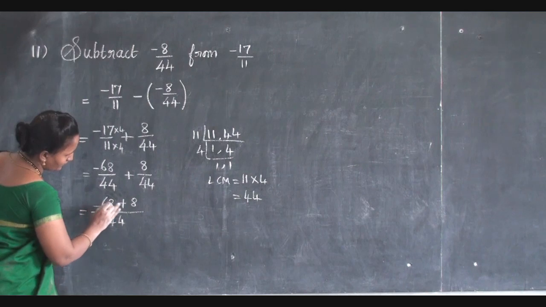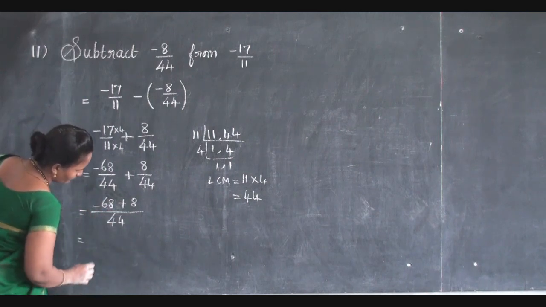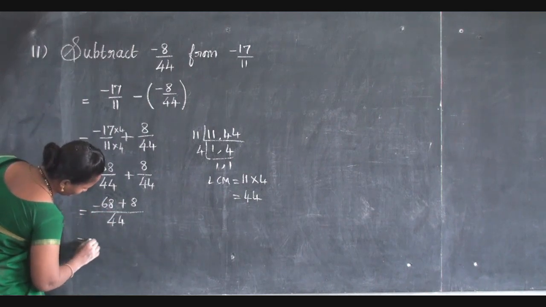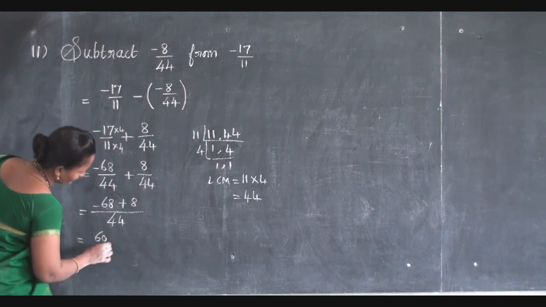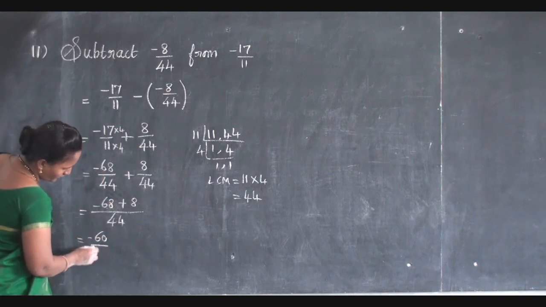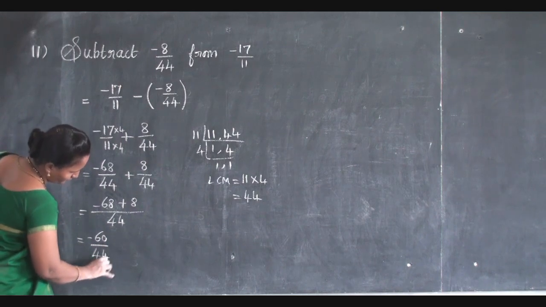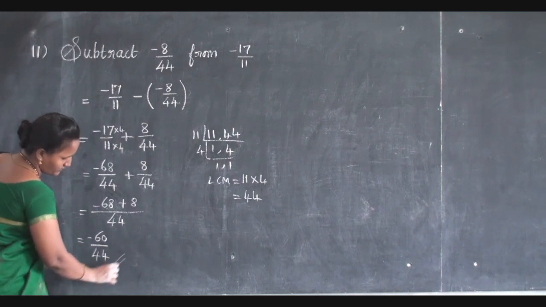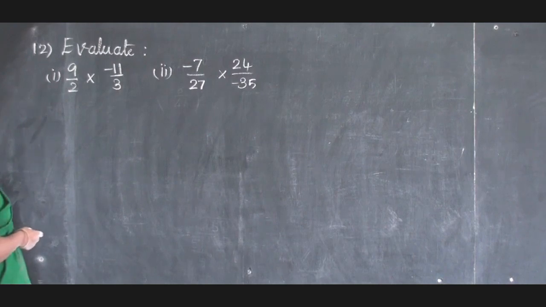So the sign is different. So we have to subtract, 60. Which one is greater here? 68. So the sign we have to put, minus 60 by 44. That is the answer. Now the 12th sum.